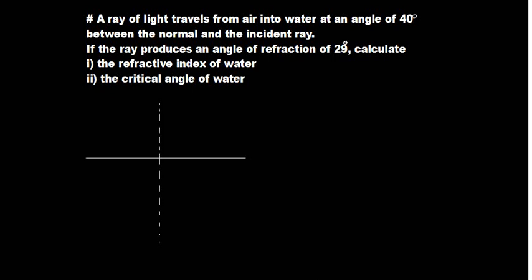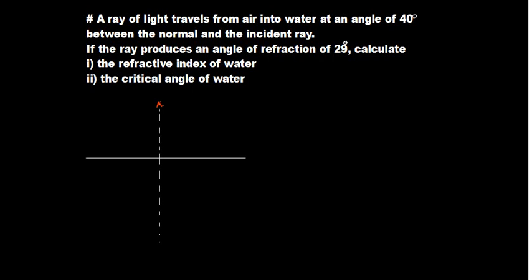So it's very important that we know where the normal is and where the incident ray is. It will be very easy for us to know where the angle is, because if we don't put the angle correctly, we're going to get everything wrong. Okay, so this is our normal right here. So we are going to have an incident ray coming like that.